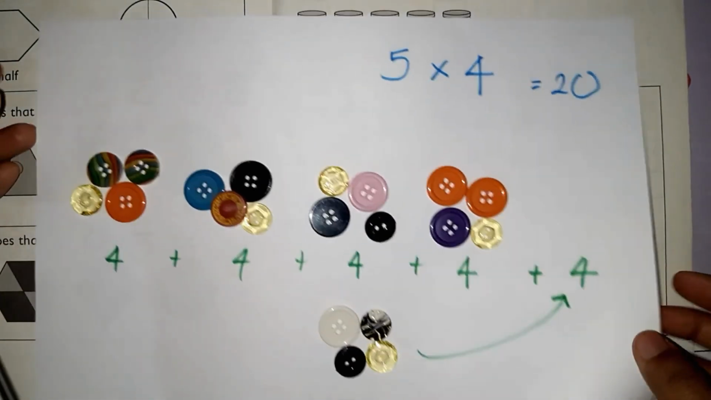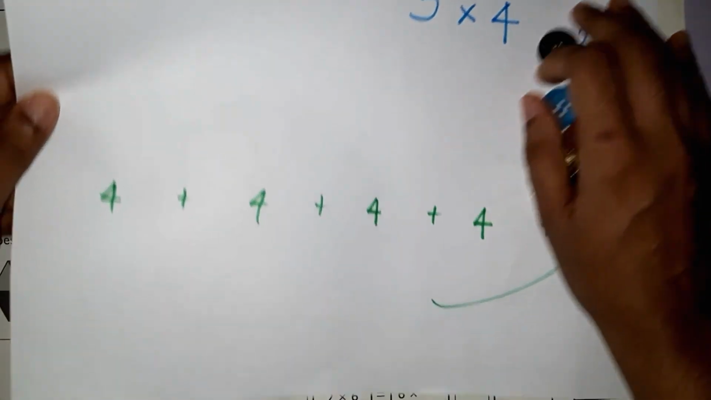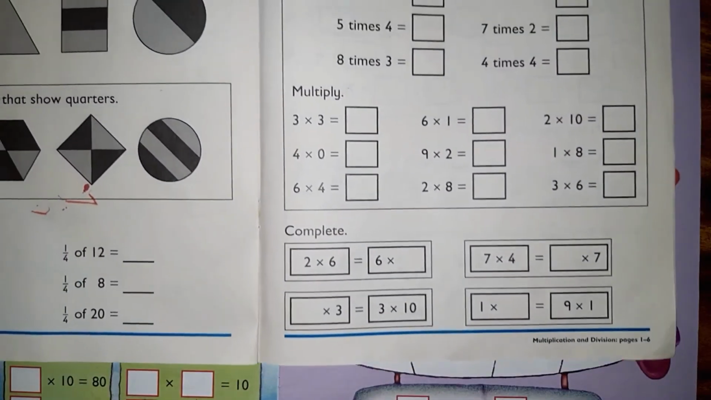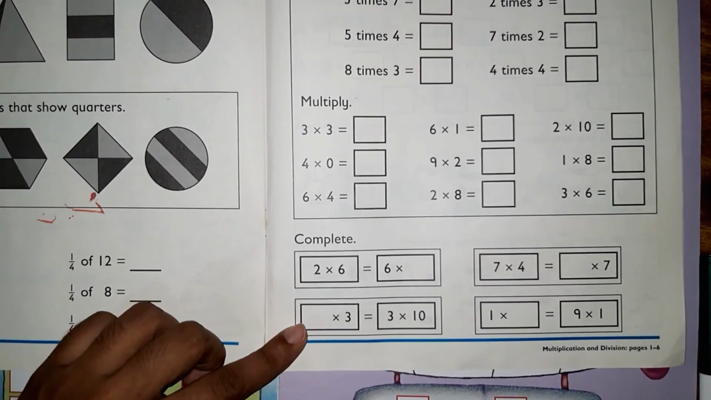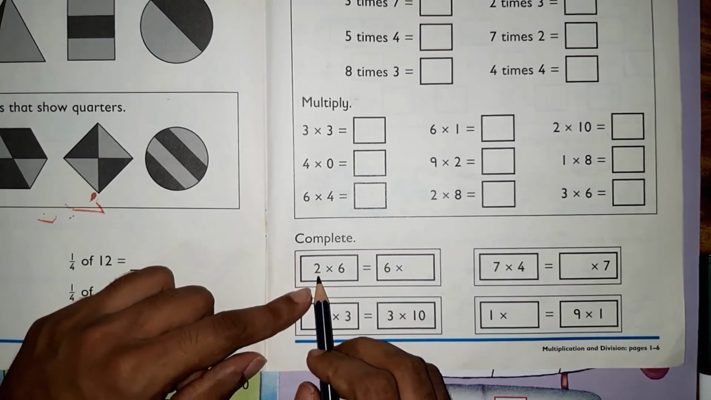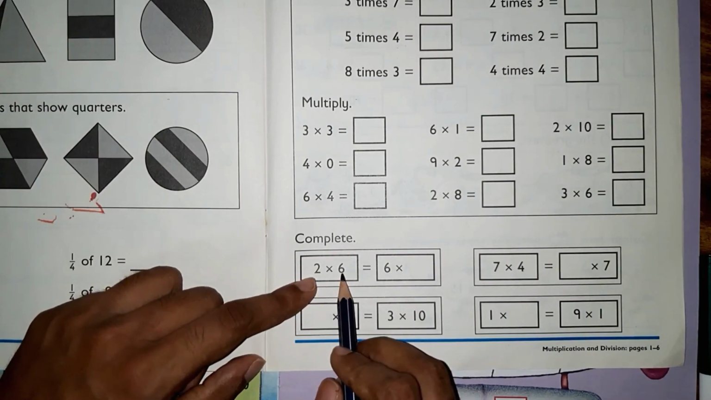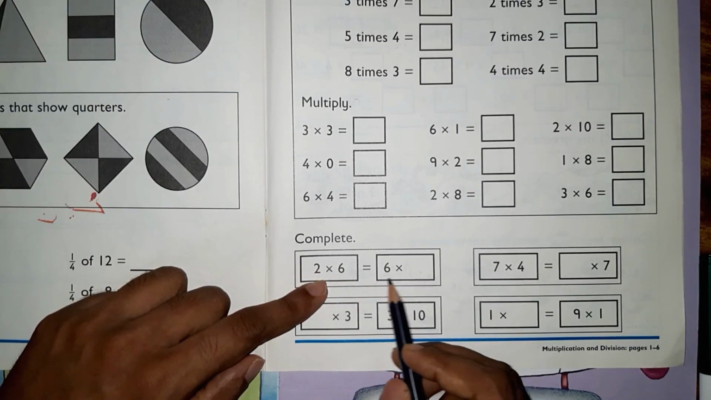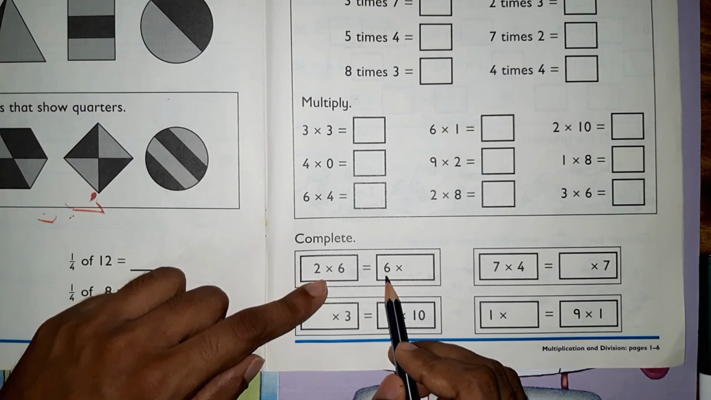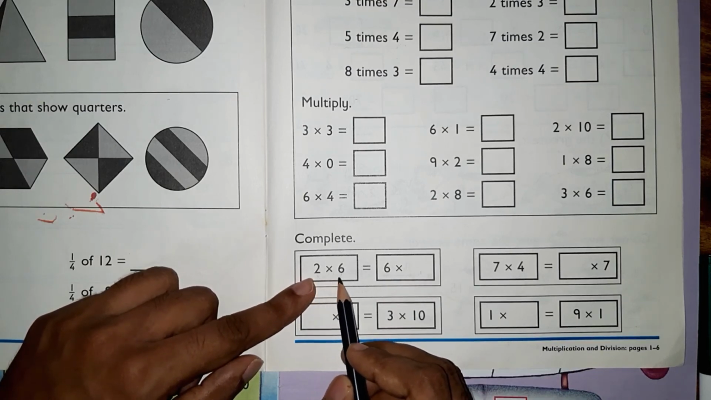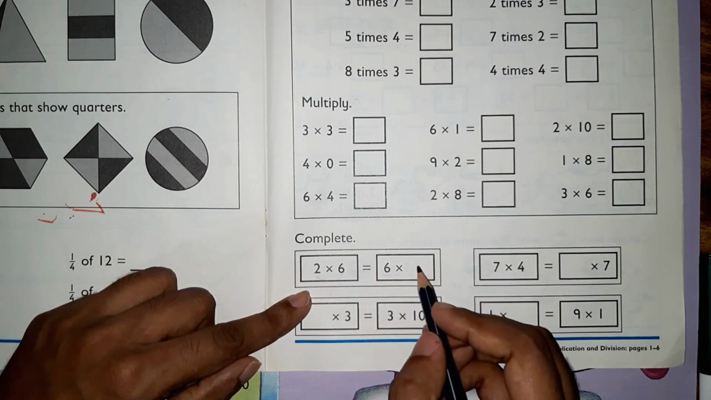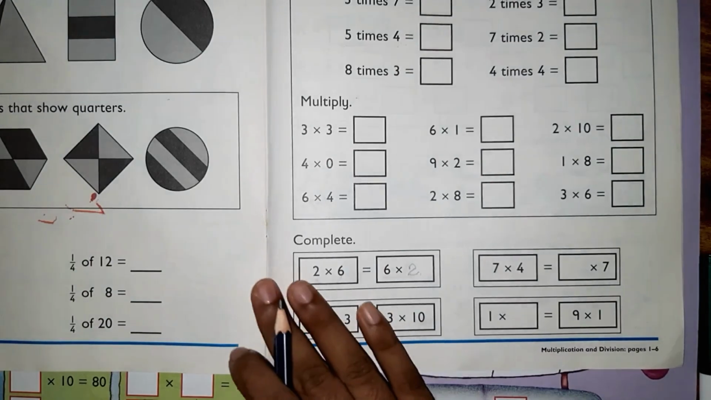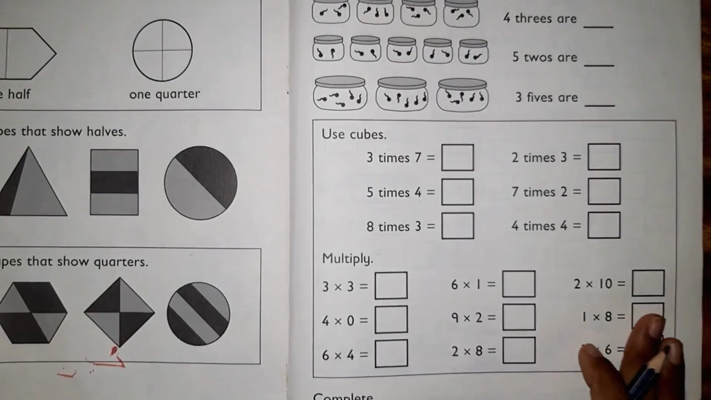Okay, and as a second example, I'm going to do from the last part. Here they are telling us 2 times 6 is equal to this part. This is very easy. That means when we change the order, we have the same answer. That means 6 times 2. Okay, these are very simple equations, and you need to complete this part.